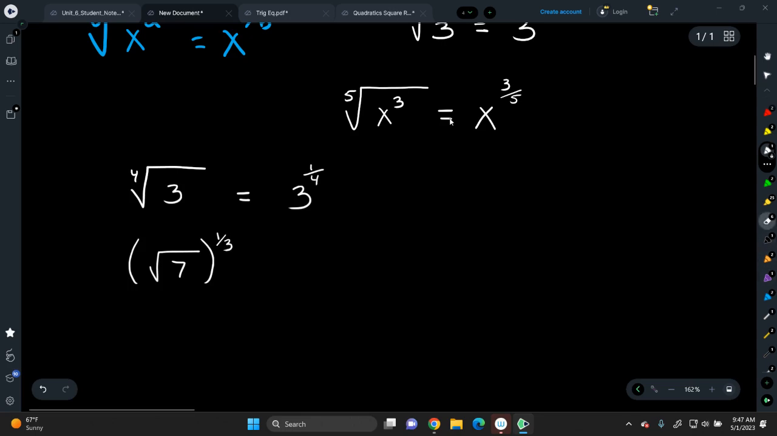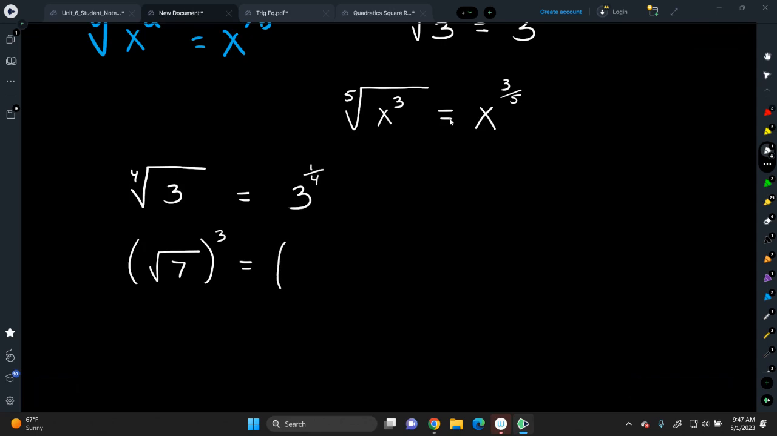No, let me change it. Let's just make it a 3 there. Okay. So we want to write this in exponential form. So what do we have to change? We have to change where the 3 is. Let's change what's inside first. So how do we write that?